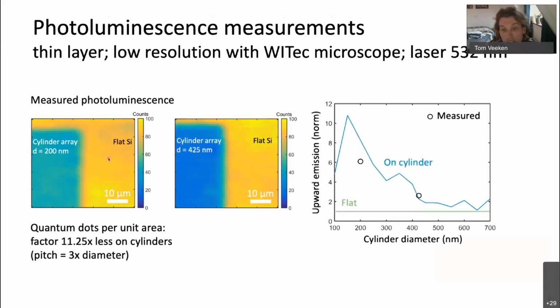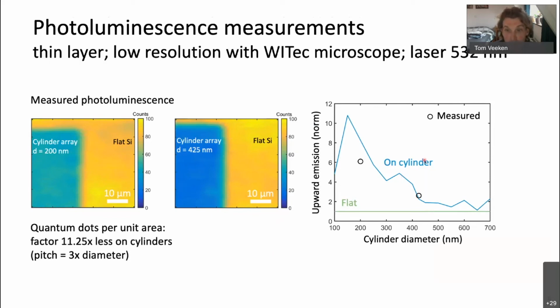But that is what we see here in this figure, comparing measurements with simulations. Because we normalize in simulations and in these measurements to the flat silicon case, that becomes a flat line at 1. And then on the y-axis here, we have the upwards emission, showing about 6 for the 200 nanometer case, this measurement, and then about 2.5 for the 425 nanometer case. The blue line shows the simulated upwards emission that we would expect, also normalized to the flat case in the FDTD simulations. And we see that the measurements line up perfectly with this trend.